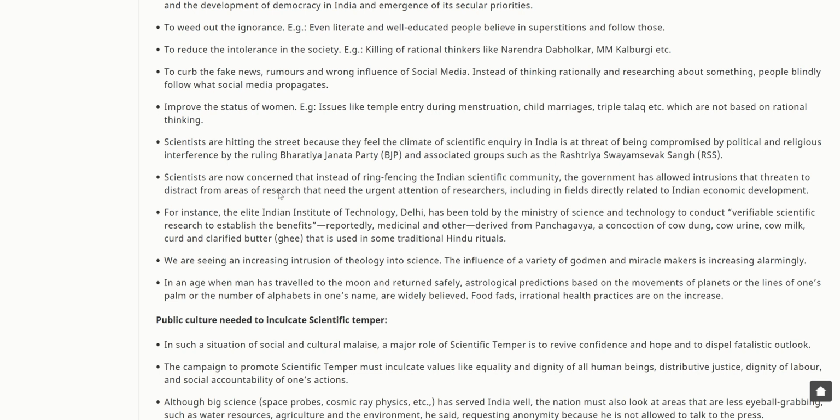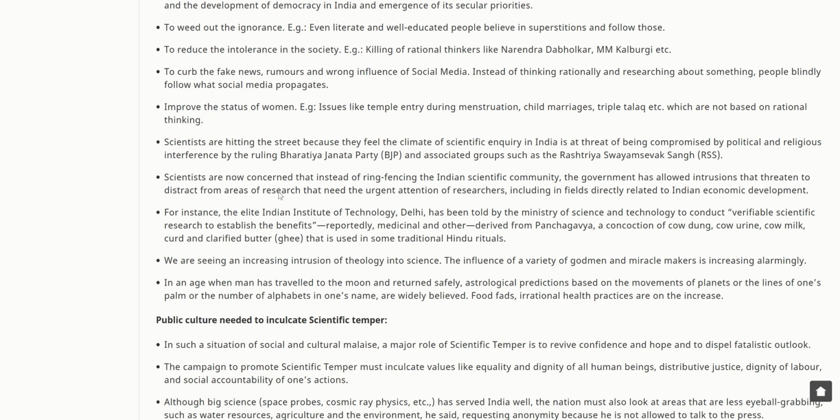Scientists are now concerned that instead of ring fencing the Indian scientific community, the government has allowed intrusions that threaten to distract it from areas of research that need the urgent attention of researchers. For instance, the elite Indian Institute of Technology, Delhi, has been told by the Ministry of Science and Technology to conduct verifiable scientific research to establish the benefits of Panchagavya, which is a concoction of cow dung, cow urine, cow milk, curd, and clarified butter that is used in some traditional Hindu rituals.